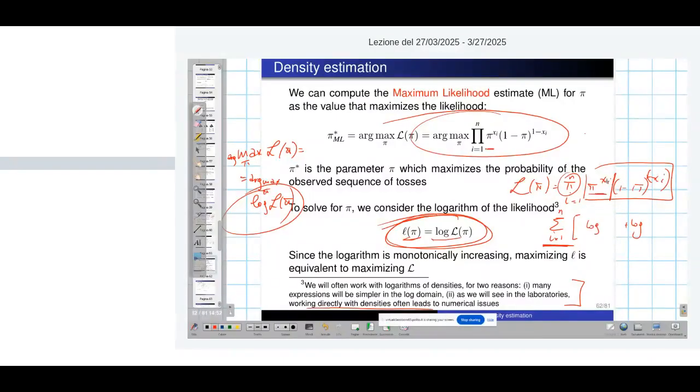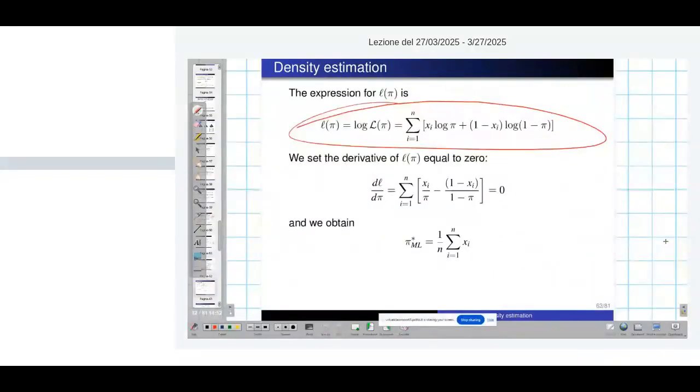The first is what? Logarithm of pi to the power xi. So it's pi, sorry, not i, xi, it's xi logarithm of pi. And here I have, let me write this a bit further, 1 minus xi logarithm 1 minus pi. This is a function that we need to optimize in terms of pi.